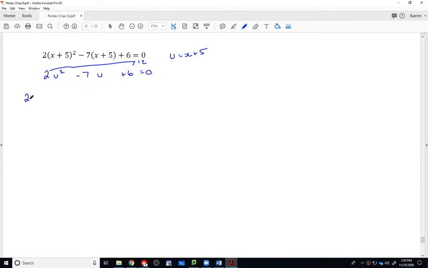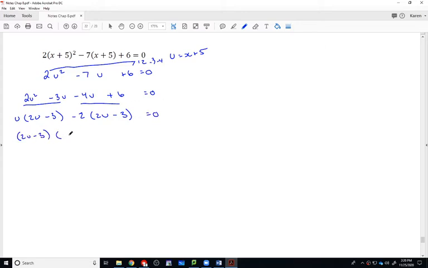So we're looking for two numbers that multiply to give me 12 and add to give me negative 7. So they both have to be negative. So we've got what? Negative 3 and negative 4. So we're going to go minus 3u minus 4u plus 6 is equal to 0. Then we're going to factor by grouping. So we're going to go u times 2u minus 3 minus 2 times 2u minus 3 equals 0. Greatest common factor out 2u minus 3 to be left with u minus 2 equals 0.